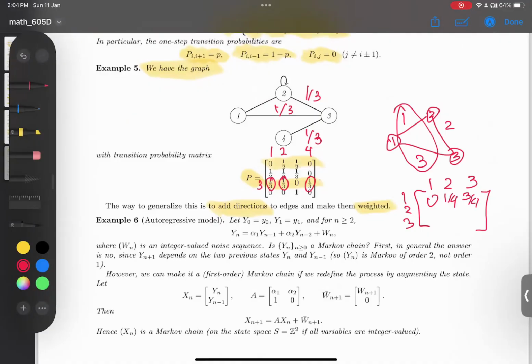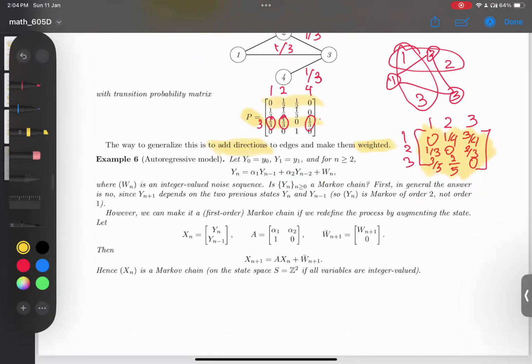The same for 2. The total weight is 3. So 2 staying at 2 is 0. 2 goes to 1 with 1/3, and goes to 3 with 2/3. And finally, the last one, 3 stays at 3 with 0, and 3 goes to 1 with 3/5, and 3 goes to 2 with 2/5. And that's my transition matrix.